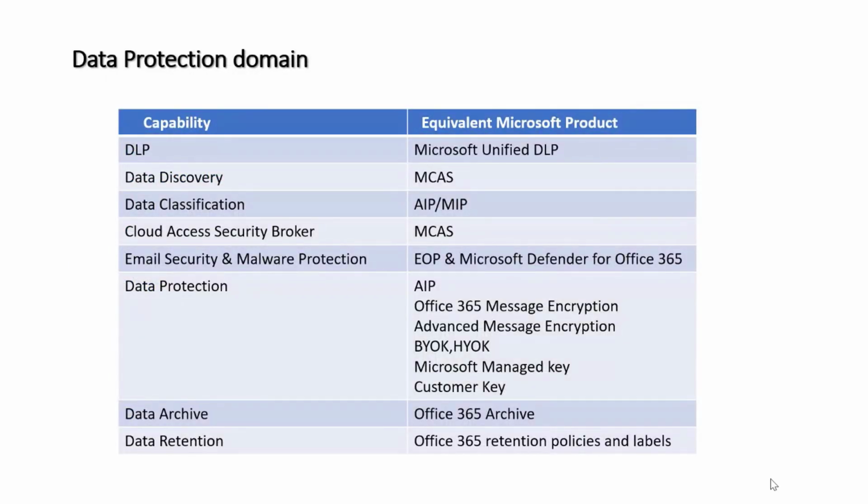Next is the data protection domain, right? Once again, the same theory applies here. Whatever you're seeing towards your left-hand side is sort of an industry standard, and whatever you're seeing towards your right-hand side is the equivalent Microsoft product. From a DLP standpoint, Microsoft has its own DLP, the Office 365 DLP, which can help protect data across your SharePoint, Exchange, OneDrive. It has it in Teams.